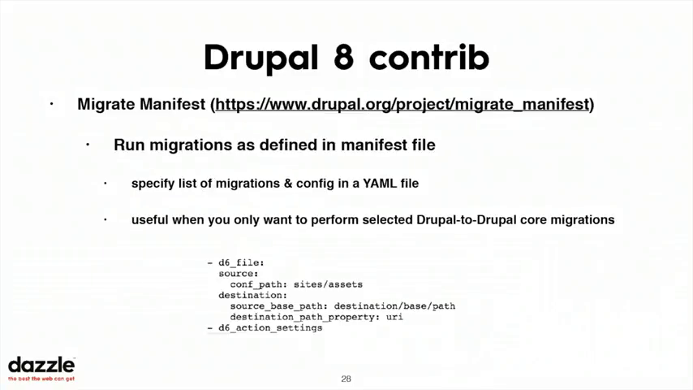Then there's also the Migrate Manifest module. This module allows you to define manifest files. They basically allow you to specify a list of specific migrations that you want to run, if you don't want to run everything all at once, if you want to pick and choose. This could help you. It allows you to also provide some configuration, things like that.